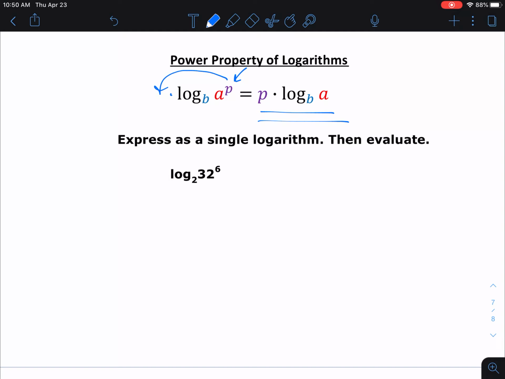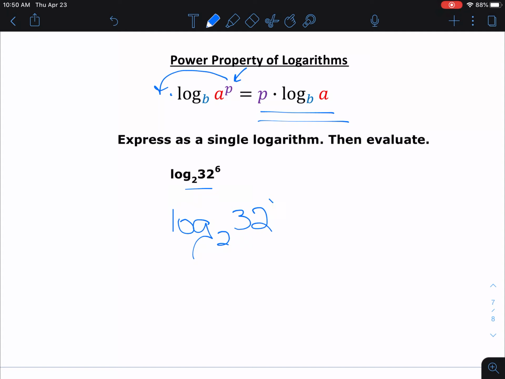So it's kind of weird. So you might say this is kind of a weird property. It is, but it will be helpful when some of the stuff in here ends up being variables instead of numbers. So what I would do is I would say, all right, I've got this 6 now is going to go from right here to in front, okay?